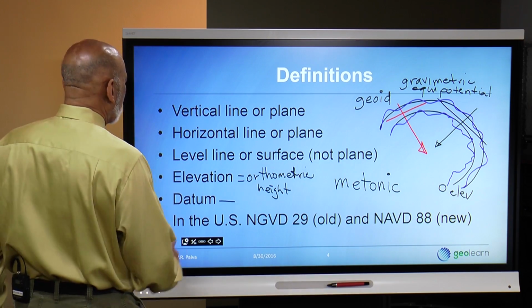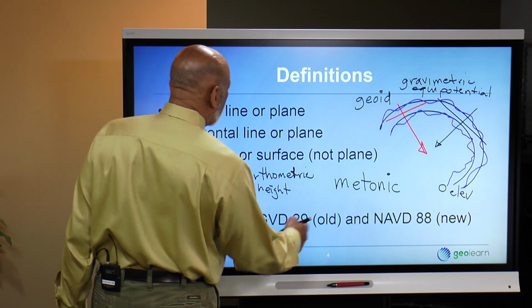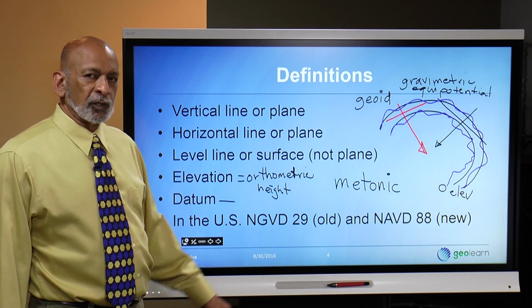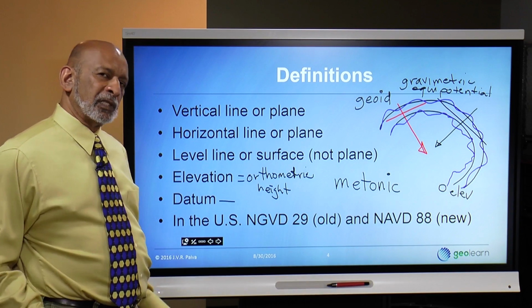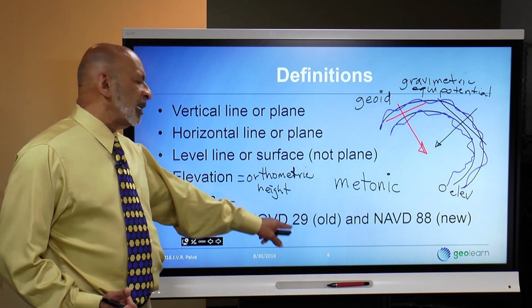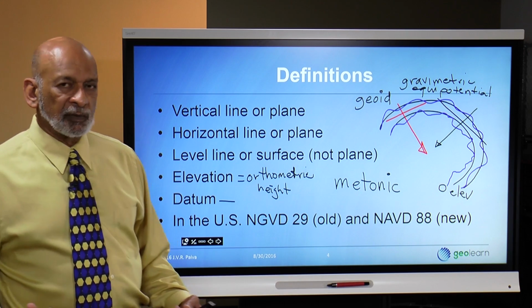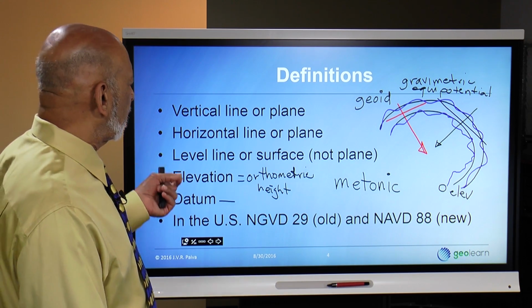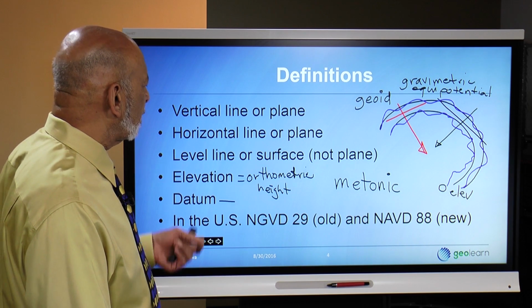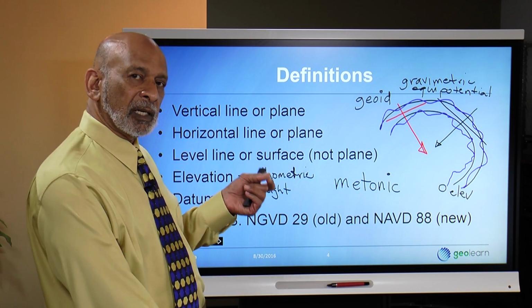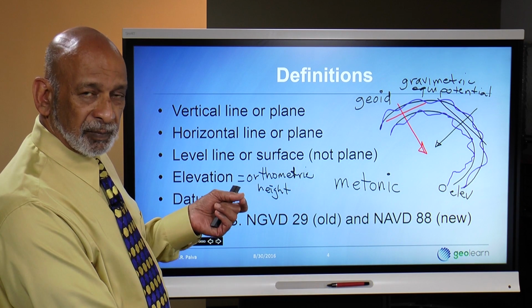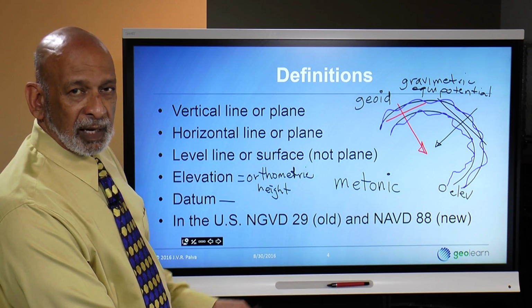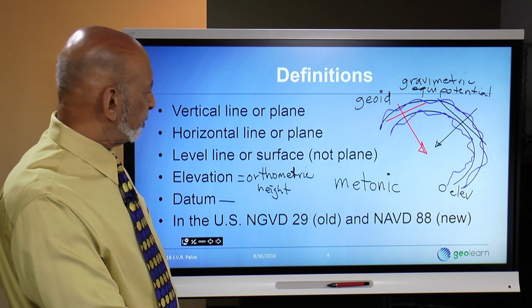So datums can be arbitrary, or they can be, these are actually arbitrary as well, but somebody came up with a system. So NGVD 29, which is a United States vertical datum, stands for National Geodetic Vertical Datum of 29, is the one that was created by averaging all those station sea level elevations for that 19+ year period.